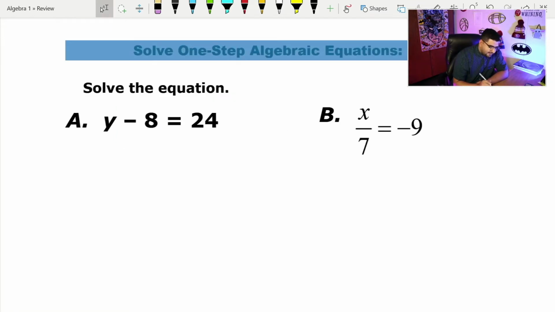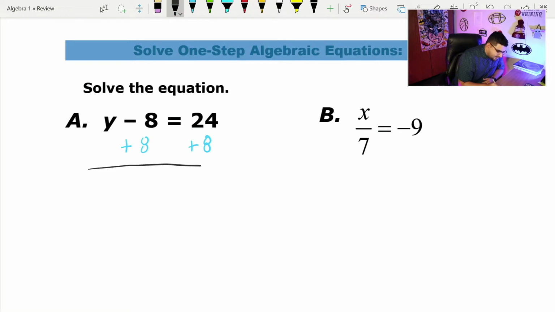So this very first one, we see problem A. It says y minus 8 equals 24. The first thing I want to do here is, because I see subtraction, I want to do the opposite of subtraction, which would be addition, and I want to add whatever number they're subtracting. But again, because I need to keep balance, if they did it to one side, I would need to do it to the other side of the equation. So I'm going to add 8 to both sides of the equation.